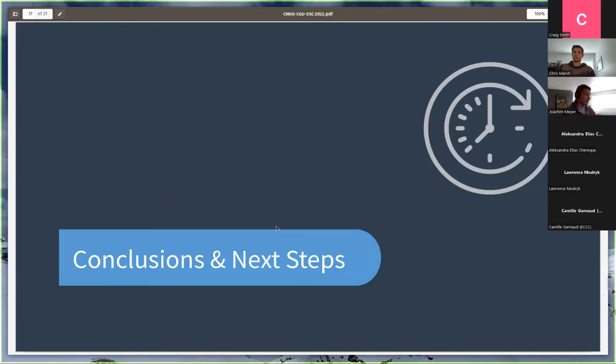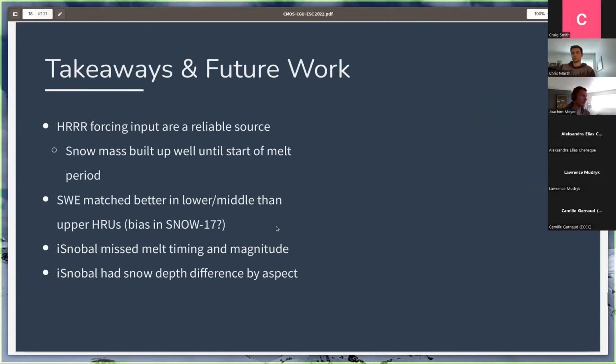So to wrap it up and open up for questions soon, takeaways were that the HRRR forcing at the 3-kilometer grid size was pretty good, so we had good enough snow build up. The SWE matched better in the lower and the middle elevation compared to the higher ones. But iSnobal definitely needs improvement when it comes to melt timing and also the different aspect timings, or melt patterns.